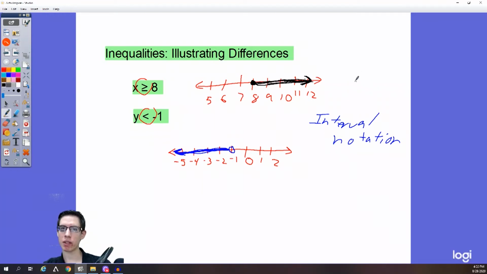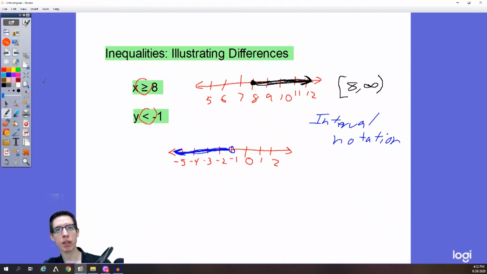And the way we do this is we're going to say 8, comma, infinity, and we're going to put a parentheses around that. Oh wow, that was bad. Let me try that again. We're going to close parentheses around this end, but around this end we're going to use a bracket. And I'll explain what those mean in a second.